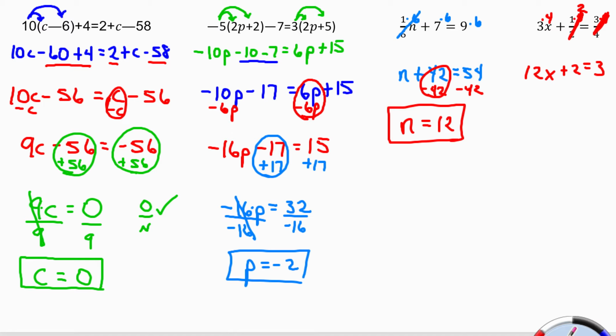There's no parentheses. There's no math I can do on either side. My variable's on the same side, so undo what's being added or subtracted. So 12x equals 1, and then undo what's being multiplied. So 1x equals 1/12.